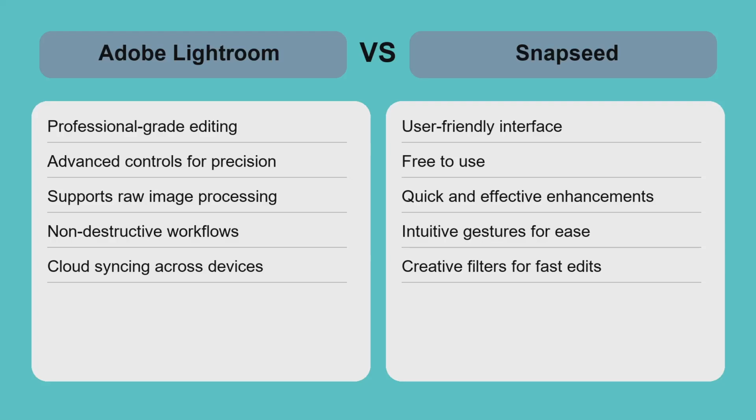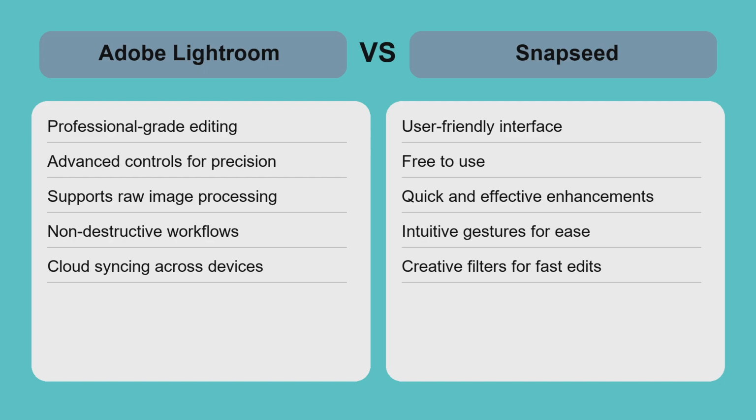Comparing Adobe Lightroom and Snapseed highlights clear trade-offs. Lightroom is the go-to for professionals needing detailed control, raw editing, and photo organization, making it perfect for large projects and fine-tuning images with precision. However, it requires a subscription and some time to master. Snapseed, on the other hand, excels in accessibility and speed, offering a free, easy-to-use platform for quick edits and creative filters. It's ideal for casual users or social media enthusiasts who want to enhance photos without complexity.